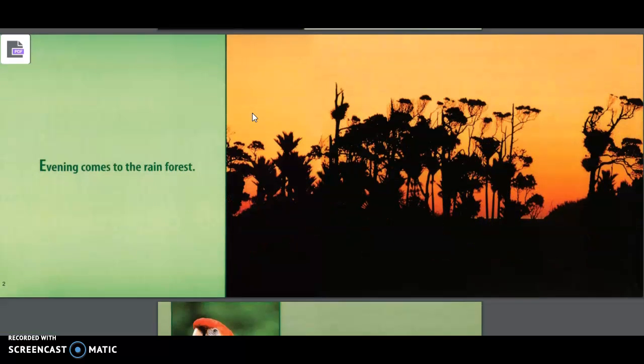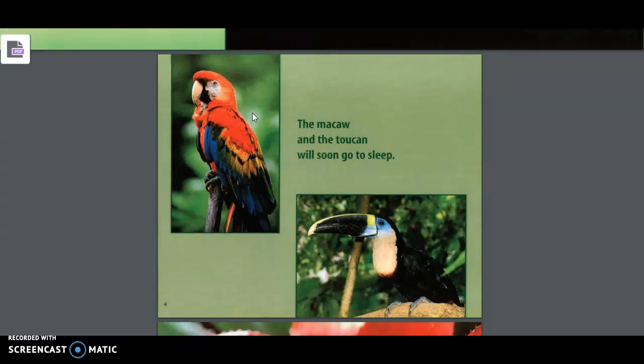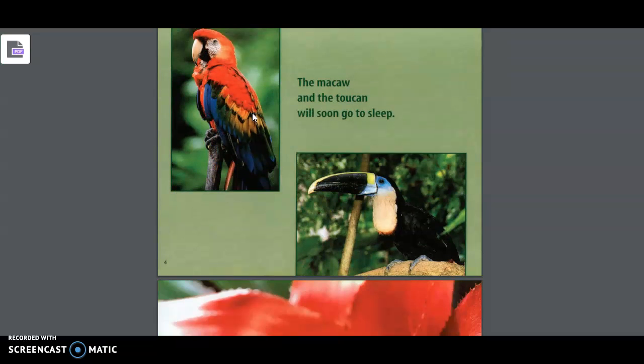Evening comes to the rainforest. The macaw and the toucan will soon go to sleep.